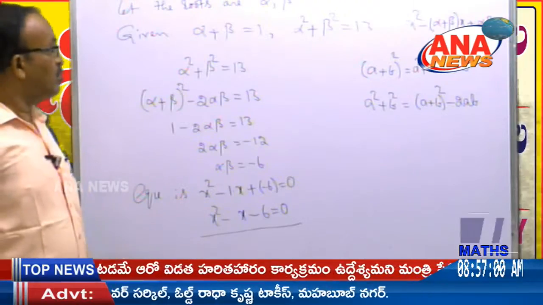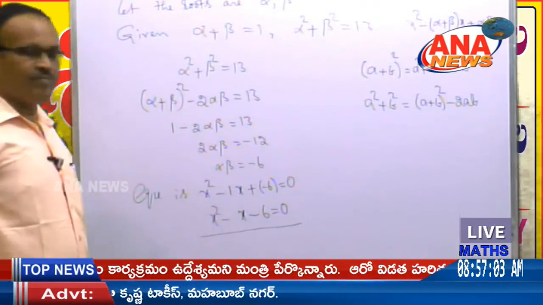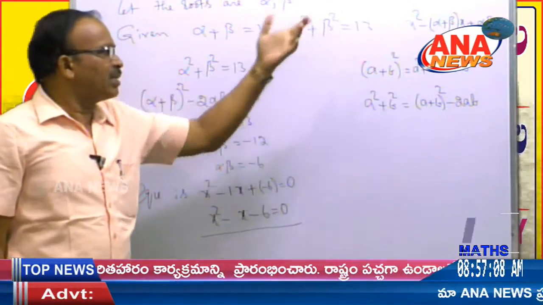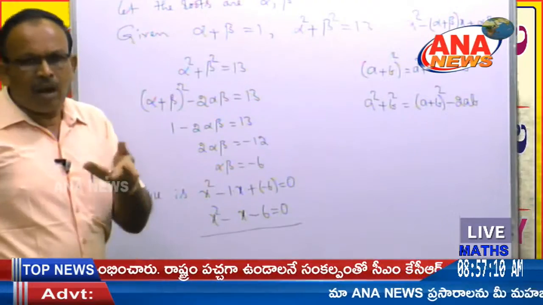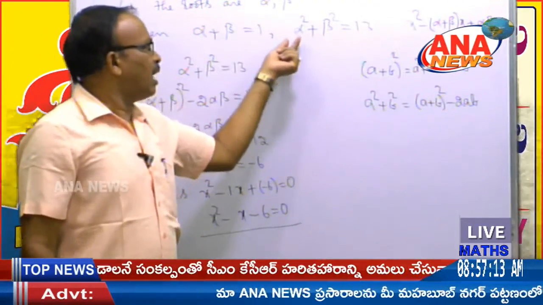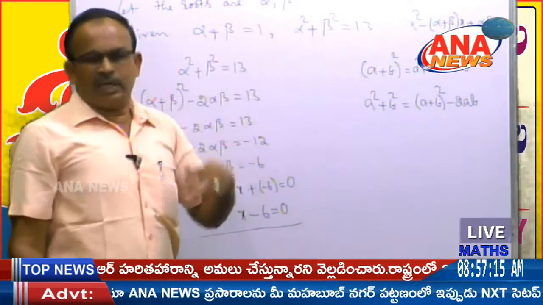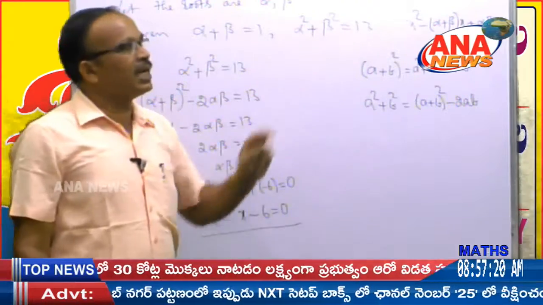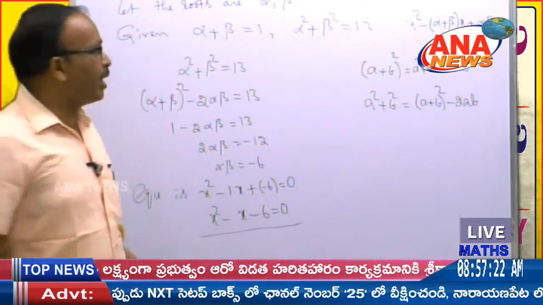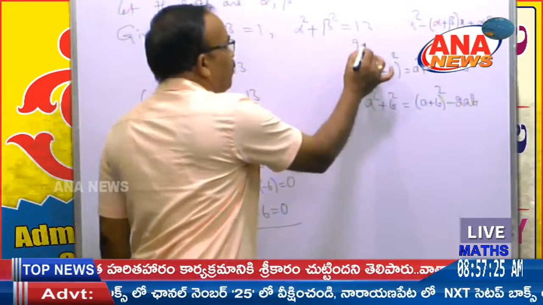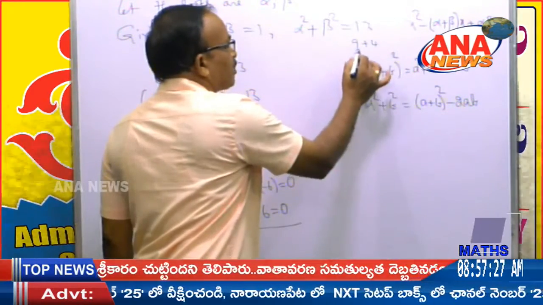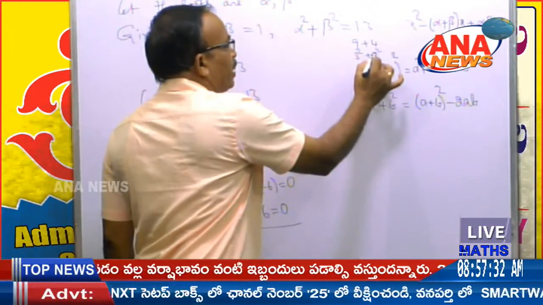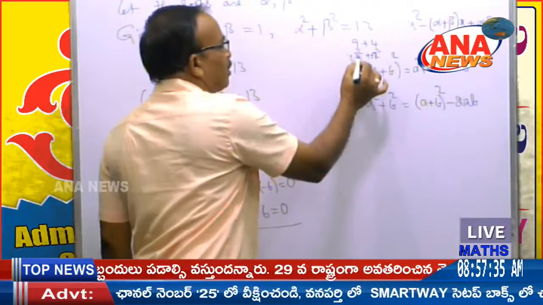Okay, what are the roots? Now, what are the roots of this one? Here, alpha plus beta is equal to 1, alpha square plus beta square is equal to 13. Logically, alpha square is positive, beta square is positive, and the sum of two positive numbers is positive, of course. So 13 is the sum of two squares. That is nothing but 9 plus 4, 3 square plus 2 square. Of course, plus or minus 2, plus or minus 3.